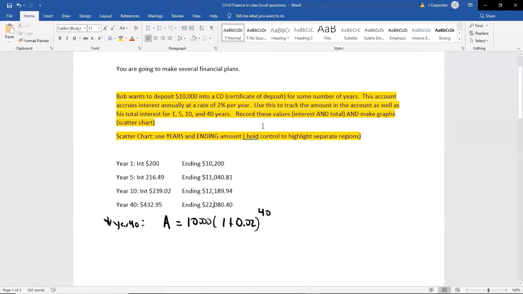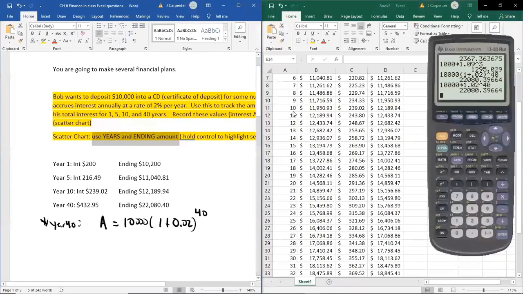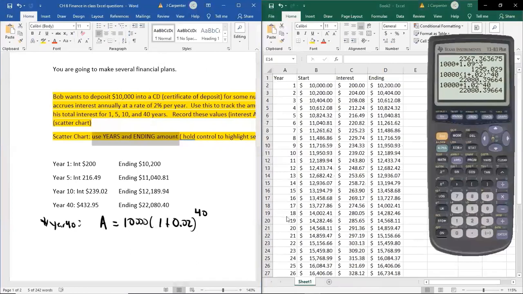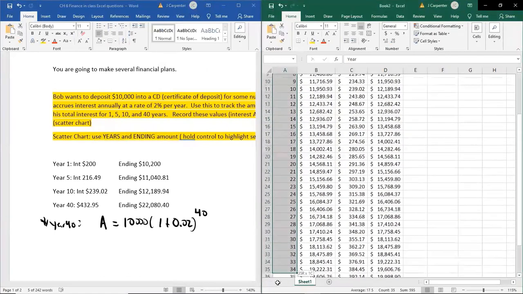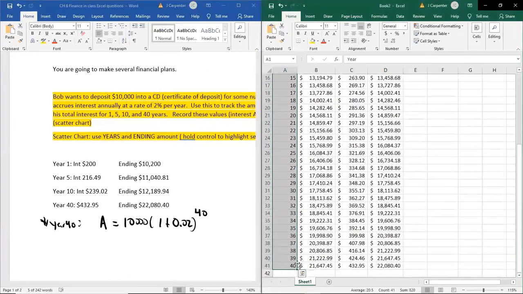Next, we said to make a scatter chart, make a graph out of this using the years and the ending amount. So we're only going to track the ending amount each year, so how much money we actually have in the account. So to do that, our years are in this far left column A, and the ending amount is in column D. Those are the only 2 things we want to highlight. I can't just drag all of it like that. We have to highlight the label and all 40 years. Then we can let go.